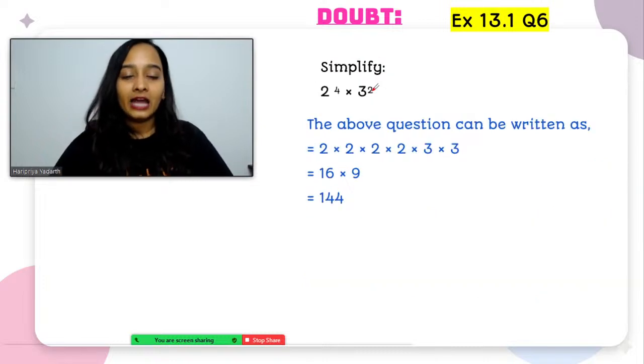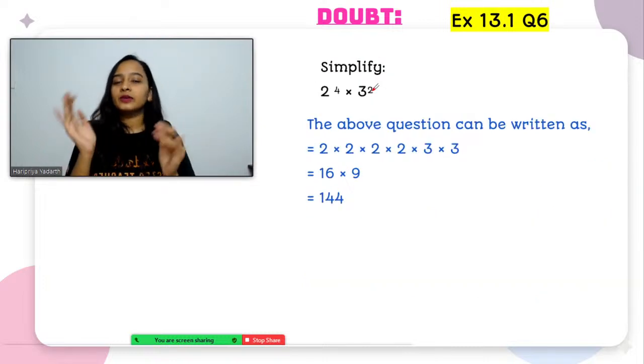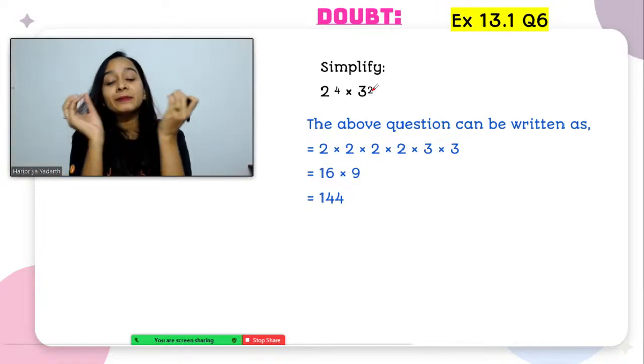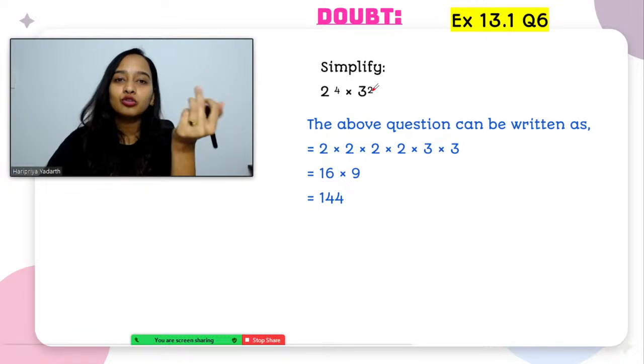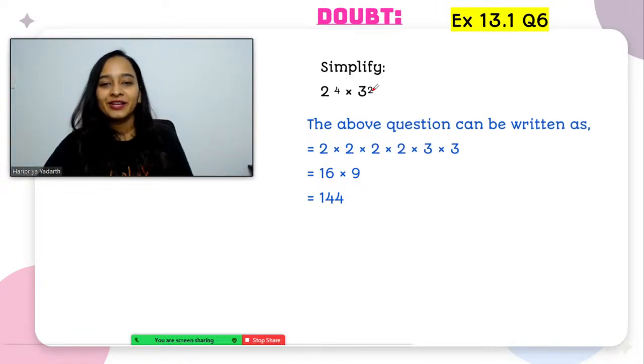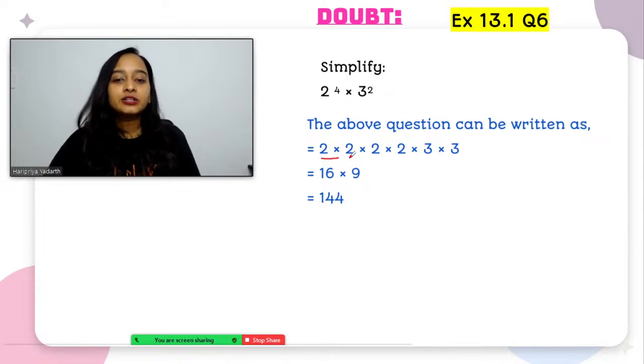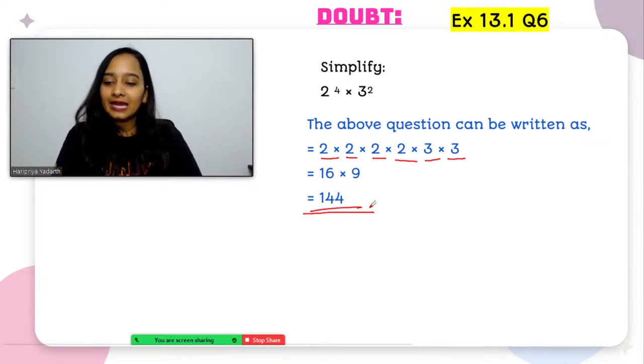Easy peasy. Now, next we will move forward with 13.1 question number 6. The 13.1 exercise is such a simple exercise, I don't know, maybe 1 mark questions will come from it. Now simplify 2 to the power 4 multiplied with 3 to the power 2. Same. 2 into 2 into 2 into 2, 4 times, into 3 into 3 will give you the answer.